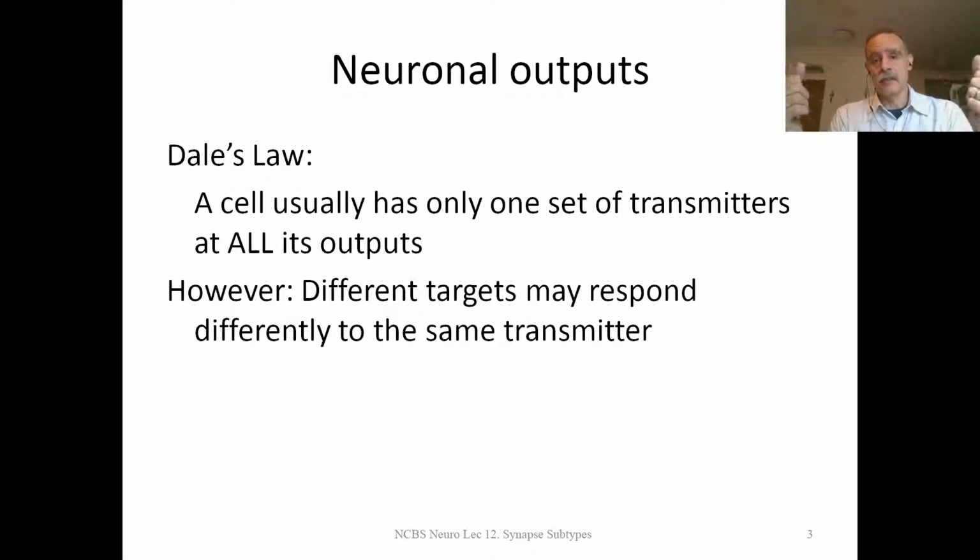So, for example, acetylcholine can be excitatory or inhibitory depending on which kinds of receptors take care of it, whether they're the ligand-gated kind or the metabotropic kind, the second messenger type. So you can have different kinds of responses even to the same neurotransmitter. Okay, so let's move on.